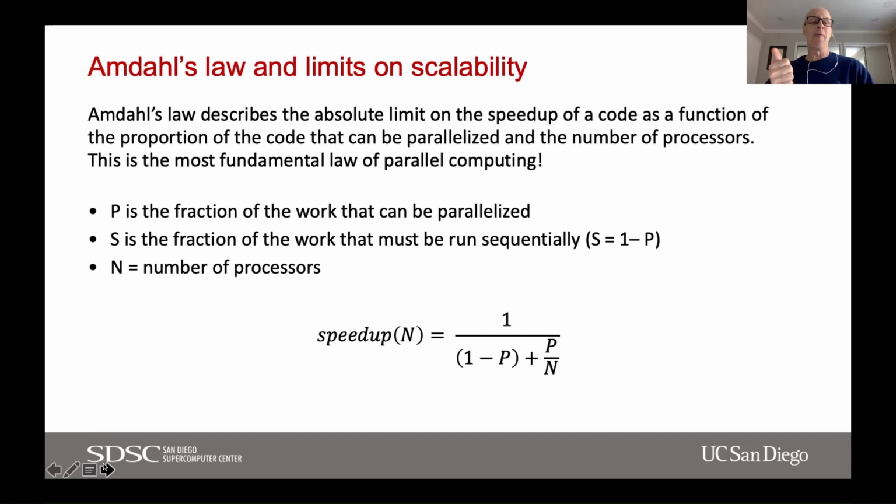So let's let P be the fraction of the work that can be parallelized, and S be the fraction of the work that must be run sequentially. So you can imagine a lot of workloads where there's a certain amount of serial work. It might be the input or output. It might be the aggregation of results from multiple threads or processes that really just can't be parallelized. Whereas P again is the fraction of work that we can divide up across multiple processes. And then N is going to be the number of processes. So our speedup is going to be 1 over (1 minus P plus P over N).